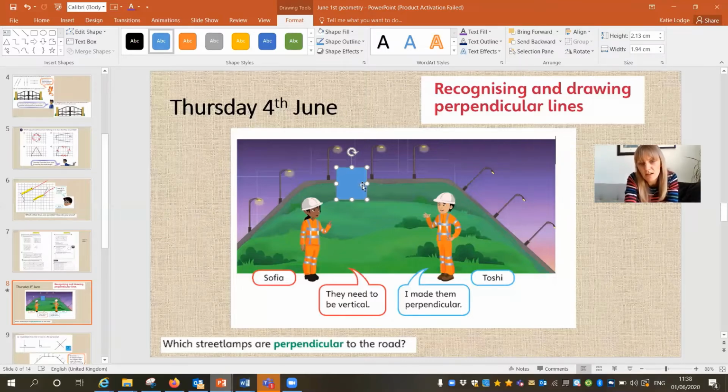Now on Toshi's side, he's put them over here. Now you can see that his street lamps are no longer completely vertical in the same direction as him. So I've got to turn my square around a little bit so I get my edges right. Oh, and hold on a minute. Look, if we can see, my square shows there is a 90-degree angle between the road and the street light there. Therefore, they have met at a perpendicular angle.